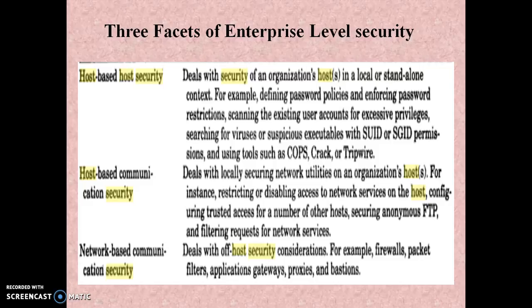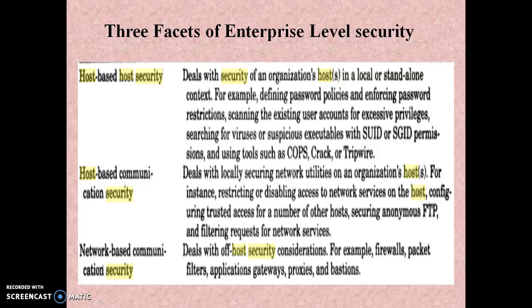What does the first, host-based security, contain? It contains the security of the organization's host in a local or standalone context. For example, defining password policies and enforcing the password restrictions, scanning the existing user accounts for excessive privileges, searching for viruses or SUID or SGID permissions, and using tools such as POPs, crack or tripwire in order to protect the host. And this is one of the important facets for information security at enterprise level.